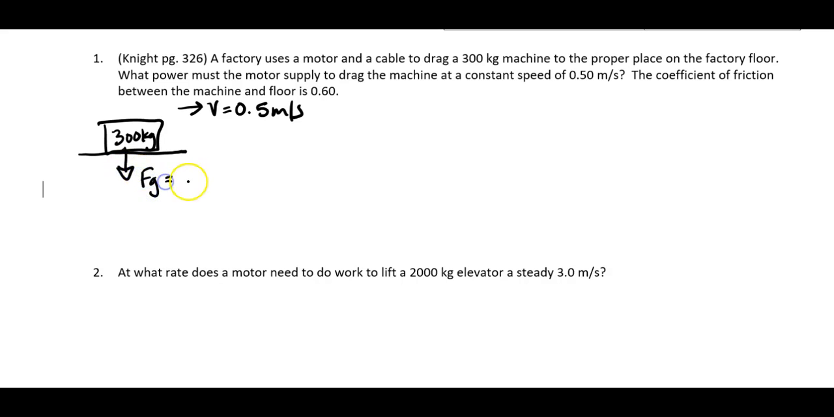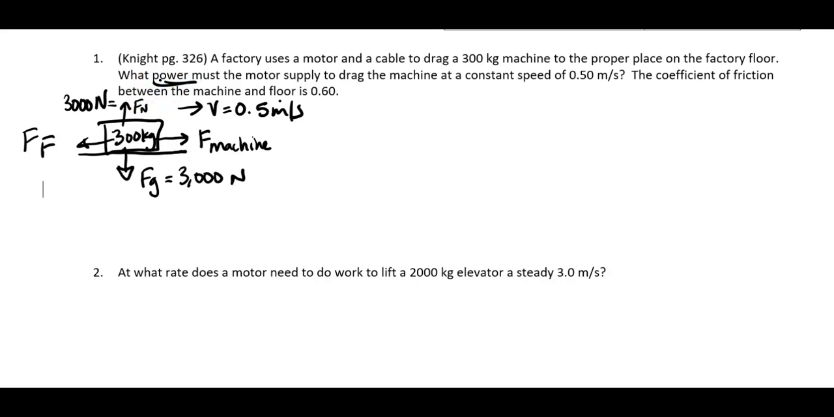We have force of gravity, which is what? 3,000 newtons. In this case, the floor will push up the same amount because the y forces are balanced. So Fn is also going to be 3,000 newtons. We have the force applied or force push of the machine, and then we also are going to have force of friction pulling back in the opposite direction. Okay, and our goal is to find power.